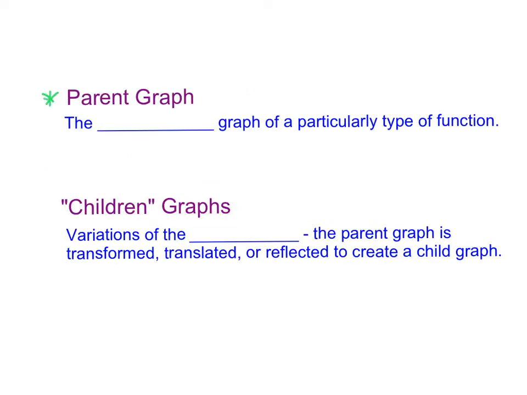A parent graph is the simplest or the most basic graph of a particular type of function. So for example, there are a couple of different ones that we'll see. Y equals x, that's the simplest linear graph that exists. Y equals x squared is the simplest quadratic function that exists. Y equals absolute value of x is the simplest absolute value graph that exists. So you can see that these are very simple graphs that pretty much have y and x and a single function, and that is it. So parent graphs are the simplest graph of a particular function.